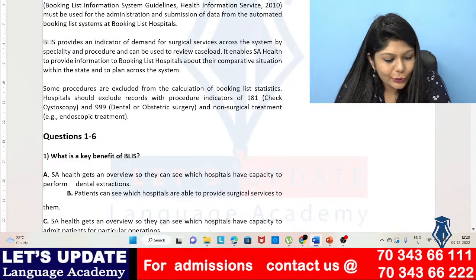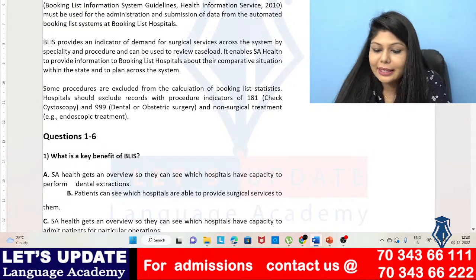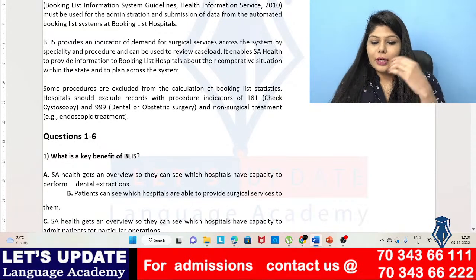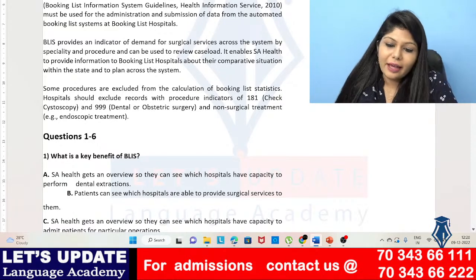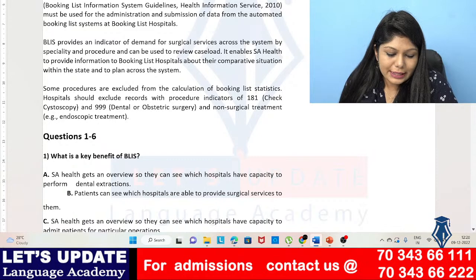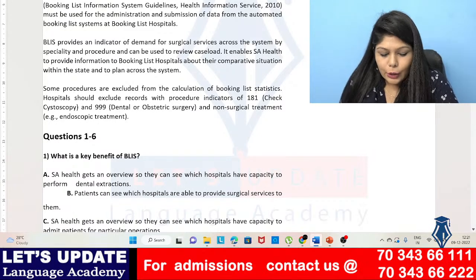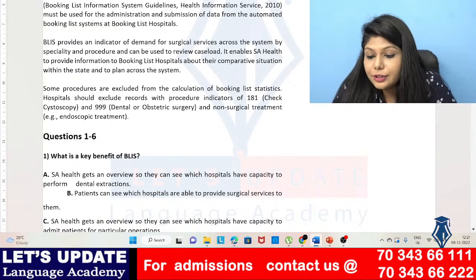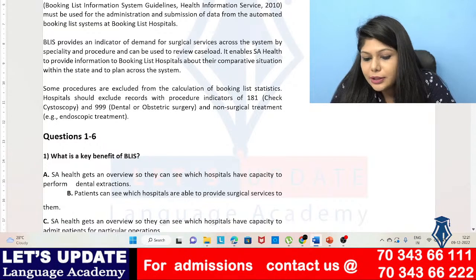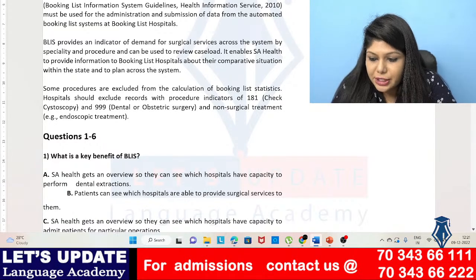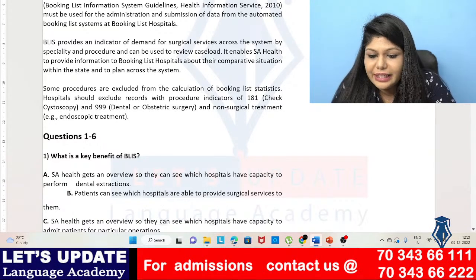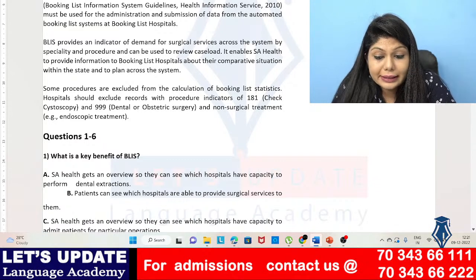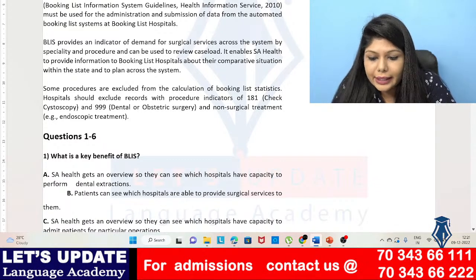Okay, so indeed C is the correct answer. So now let's see why we have come to option C as the answer. Let's see what the question is: what is the key benefit of BLIS, right? You can use the elimination method, go through each option and try to eliminate it based on its incorrectness, and then you can come to the correct answer.